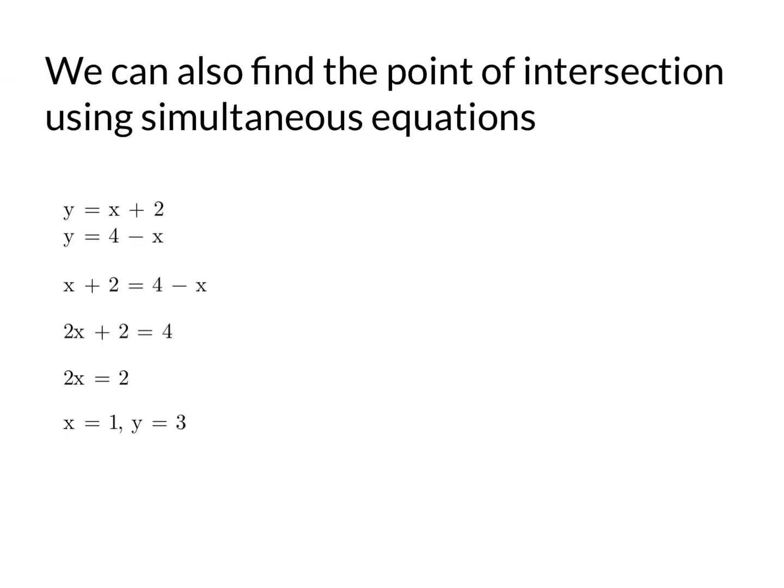We can also find the point of intersection using simultaneous equations. Not always necessary, but you could be asked to. So in solving them simultaneously, since they both start with y equals, we can just make the two equations equal each other. So x plus 2 equals 4 minus x. Add the x across to get 2x plus 2 equals 4, minus the 2 across, gets you 2x equals 2. Divide by the 2, so x is 1. And if I substitute that back into either of the original equations, I get y is 3.